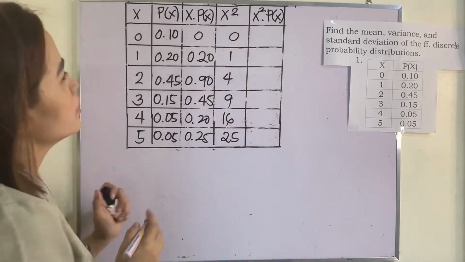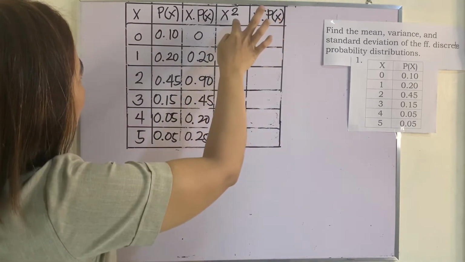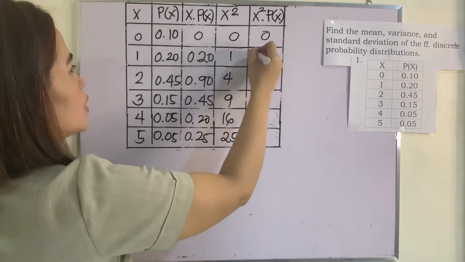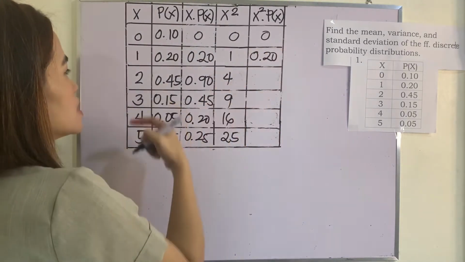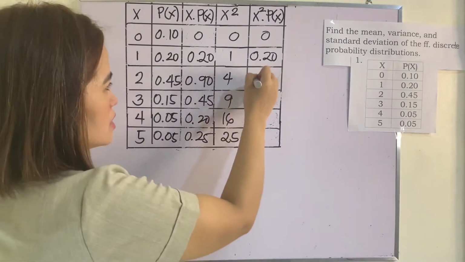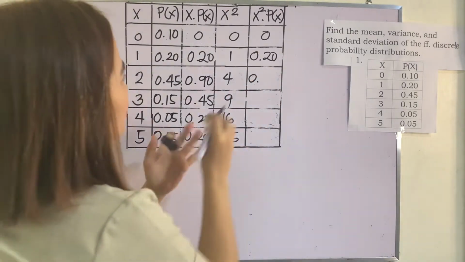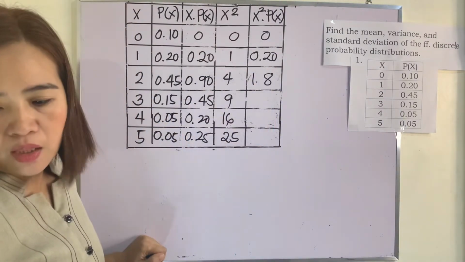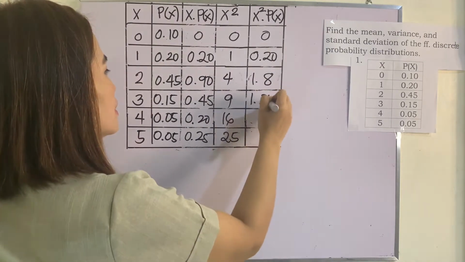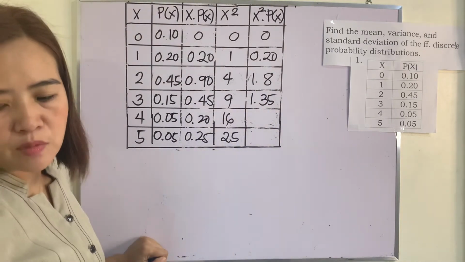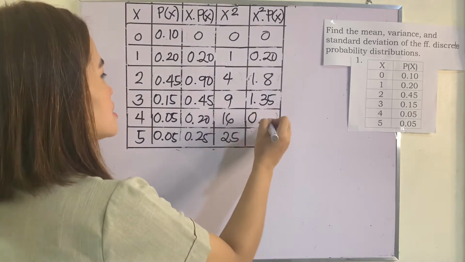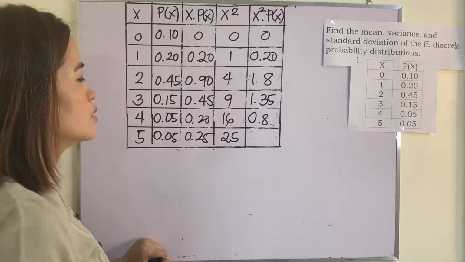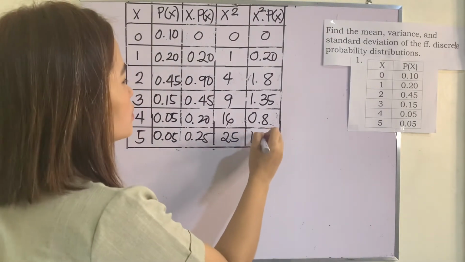After that, we need to multiply x squared and p of x. X squared times p of x, that's 0. 1 times 0.20 is 0.20. 4 times 0.45 is 1.8. 9 times 0.15 is 1.35. 16 times 0.05 is 0.8. And 25 times 0.05 is 1.25.